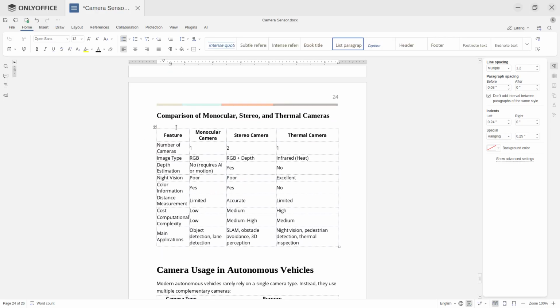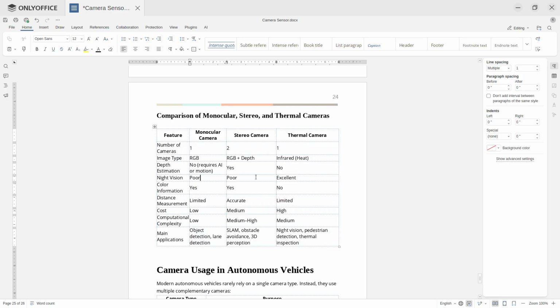So basically, if you see a comparison between monocular, stereo and thermal cameras, it will look something like this. Number of cameras: monocular 1, stereo 2, thermal 1. Image type: RGB, RGB plus depth, infrared. Depth estimation: no, because it is monocular. Stereo has yes, thermal has no.